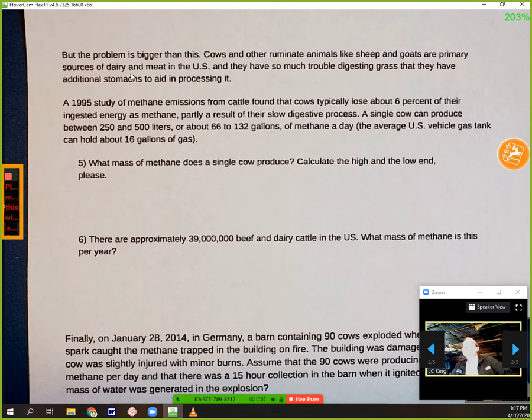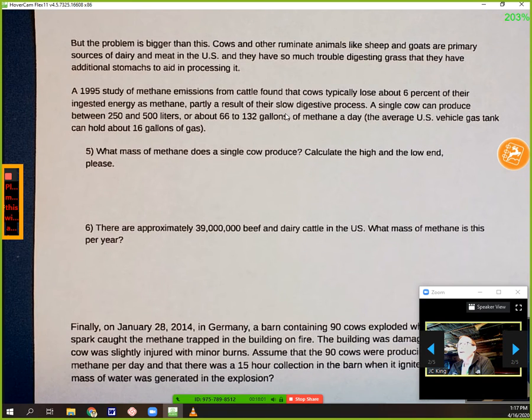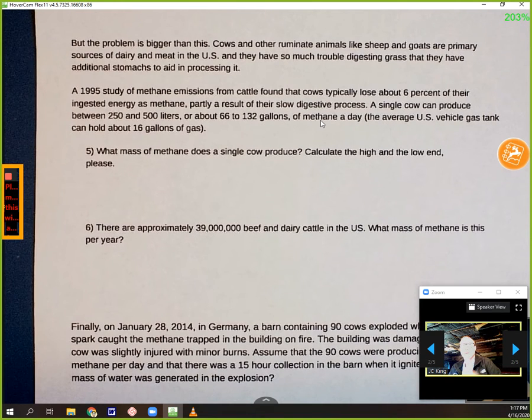It says that a study of methane emissions in '95 found that cows typically lose about 6% of their ingested energy as methane, and a single cow can produce between 250 and 500 liters of methane a day. Folks, that's an awful lot of unburned energy. Imagine if we had some way of harvesting all of those cow farts and turning them into clean burnable energy. It would be ridiculous. But as it is, that methane just gets out into the atmosphere, where it's not doing anybody any good.